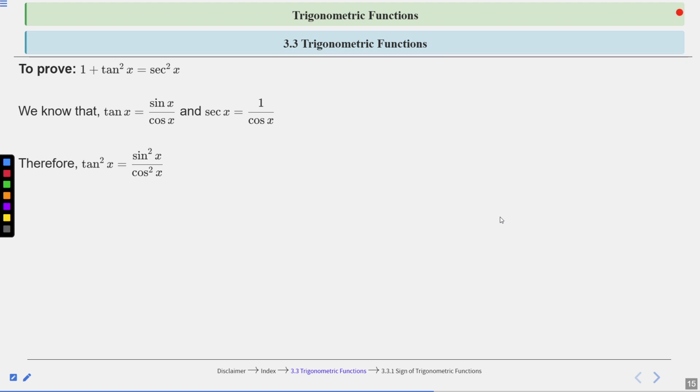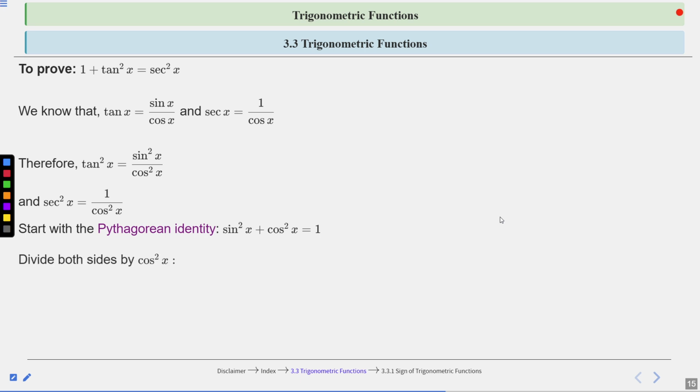Therefore, tan square x will be equal to sin square x upon cos square x, and sec square x will be equal to 1 upon cos square x. Now start with the Pythagorean identity: sin square x plus cos square x is equal to 1, right? Now divide both sides by cos square x. So we can write it as sin square x upon cos square x plus cos square x upon cos square x, which is equal to 1 upon cos square x, right?